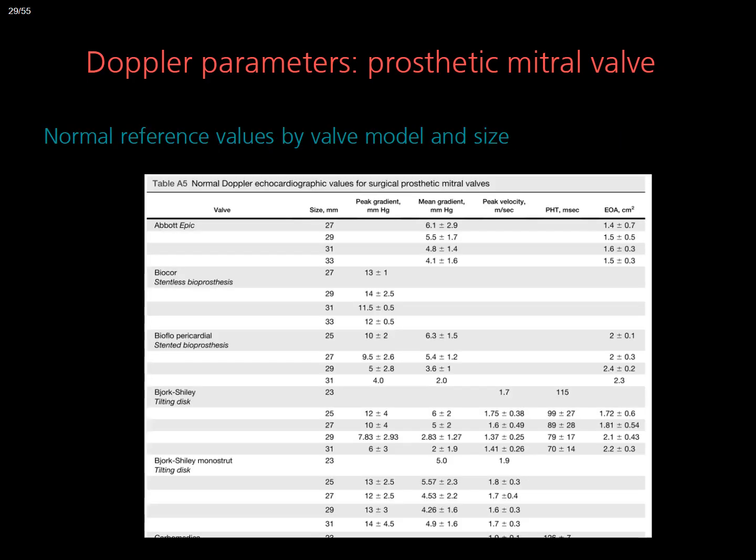Once you have measured mitral peak E velocity and mean gradient, you need to benchmark them properly. Normal values vary with prosthesis design and labeled size, so a single universal cutoff is unsafe. This table gives typical Doppler reference values for common prosthetic mitral valves across different sizes. Use it to judge whether your findings are expected for that specific valve or truly abnormal.